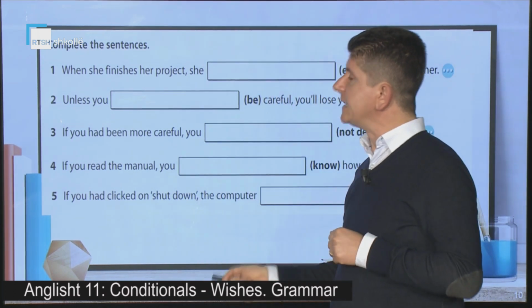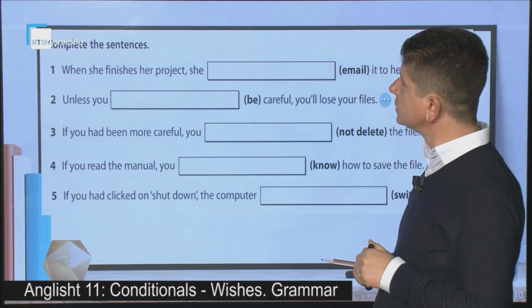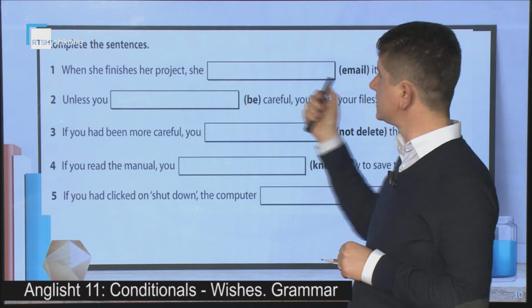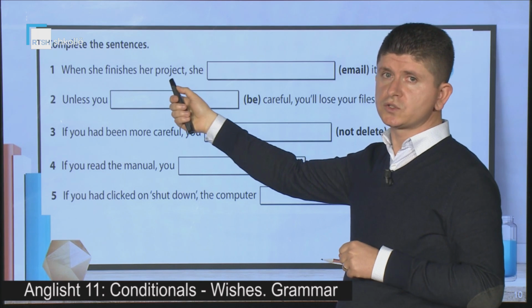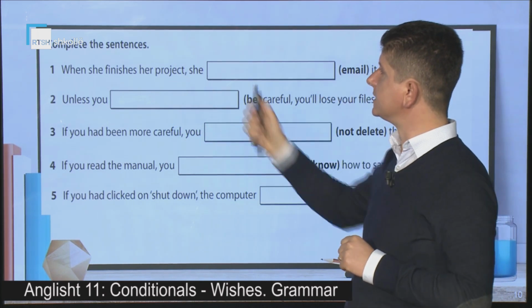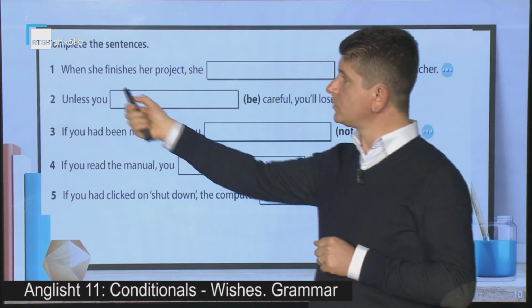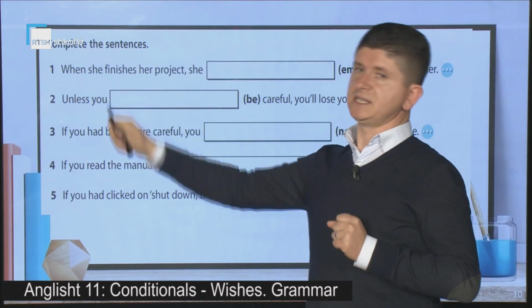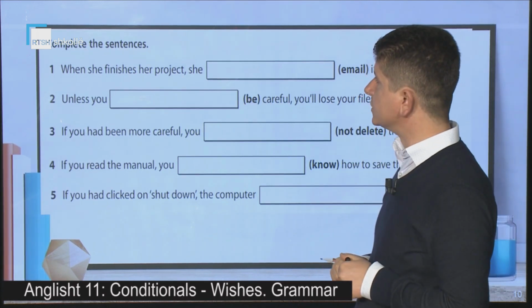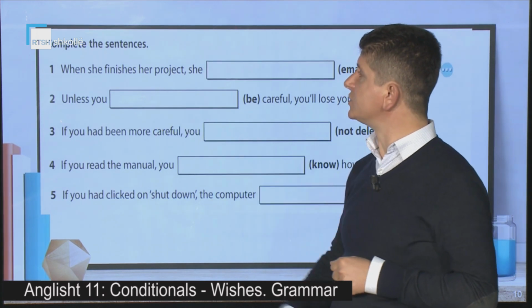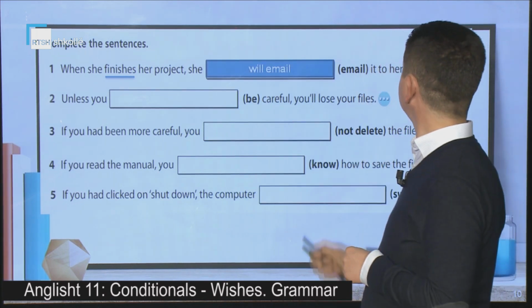Let's look at an exercise here. When we deal with such an exercise, it's important to look at one of the clauses of the sentence. So it might be the main clause or the if clause. Let's look at this sentence. When she finishes her project, she emailed it to the teacher. We see that we don't have if, but we have when. It means that this sentence is zero or first conditional. When she finishes is the verb, which is in present simple, and we say she will email it to her teacher.